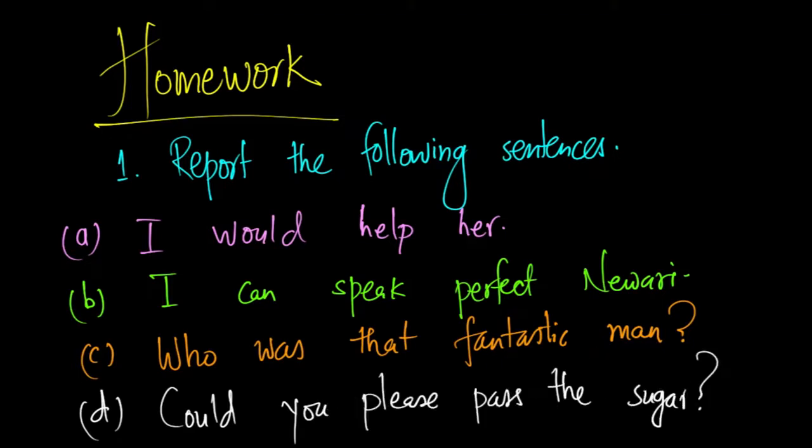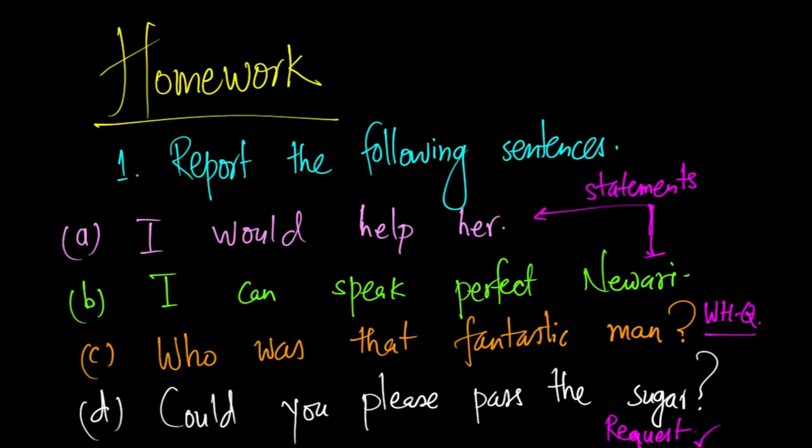So here are four questions. Let me give you a bit of a hint. I would help her. What is it? A statement. I can speak perfect Nevari. So these two are called statements. Who was the fantastic man? WH question. Could you please pass the sugar? Yes, no question? No, it is a request. Just go back, rewind the rule, and try solving these questions. That's your homework. With this, we have come to the end of today's class.